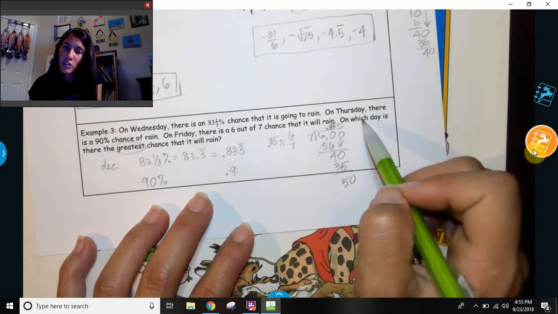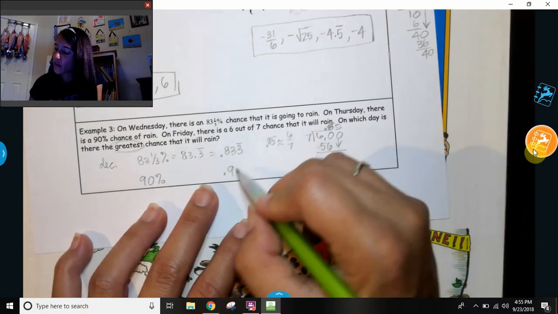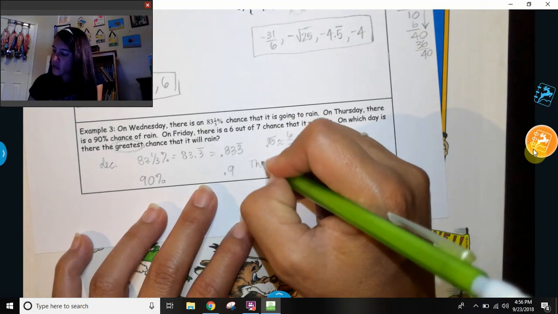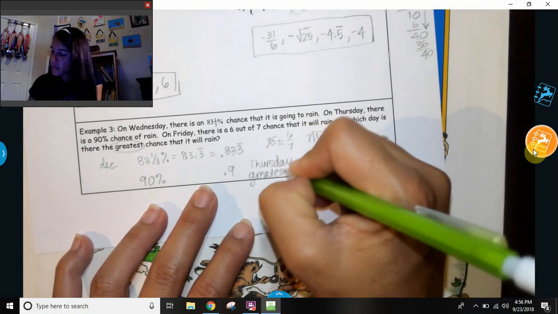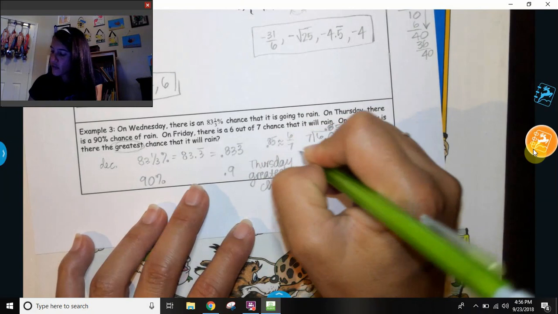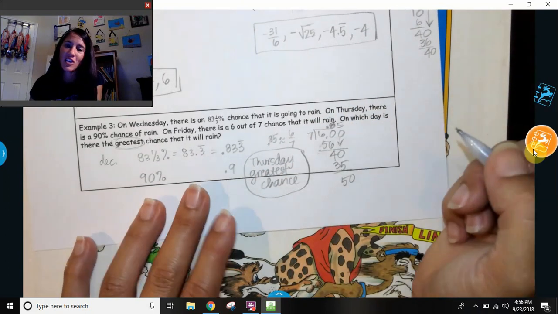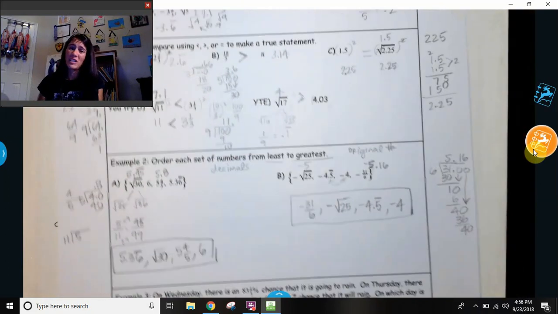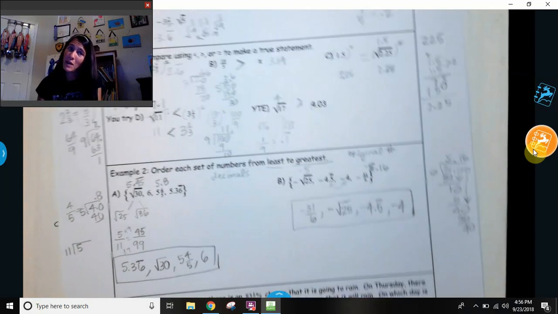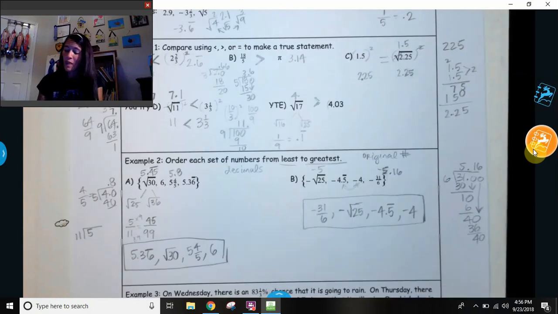So on which day has the greatest chance of rain? That would be whatever was 90%. So Thursday has the greatest chance of rain. And if you see on my work, I had to do some work to get that. But all of this is work without a calculator. And I would expect you to do all this work.